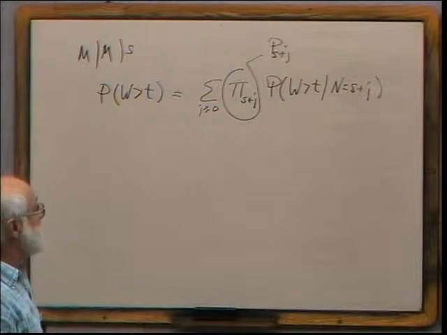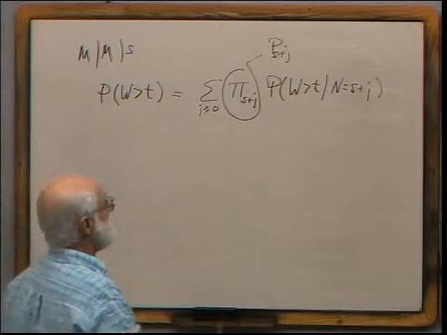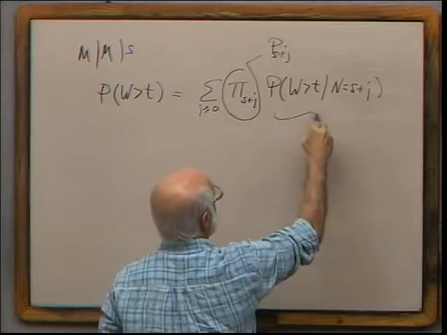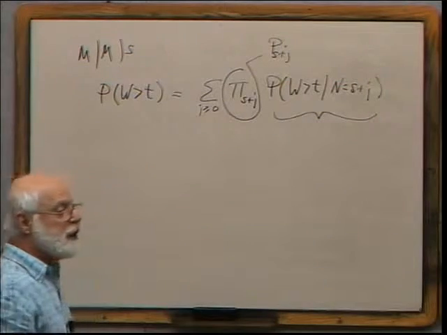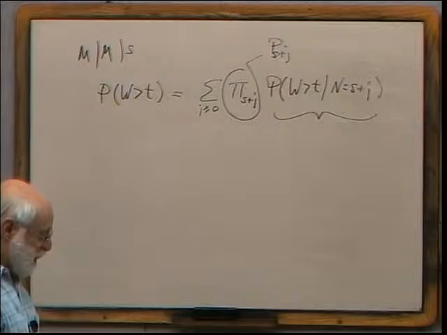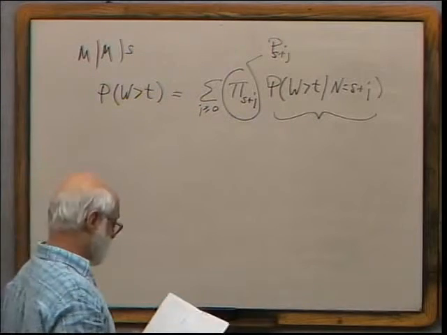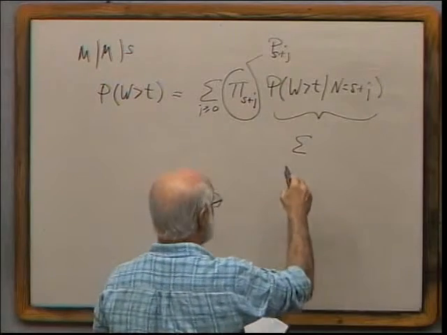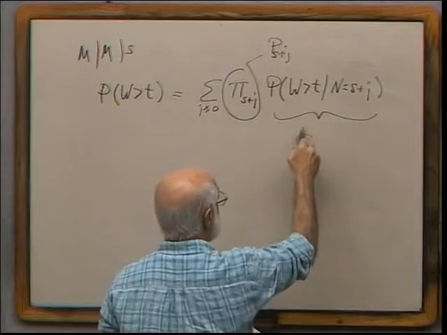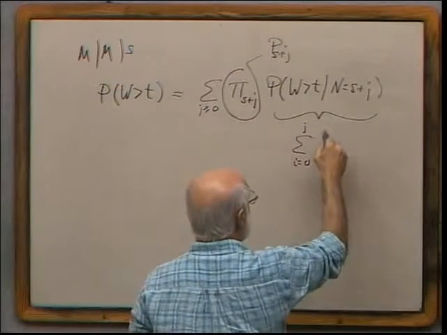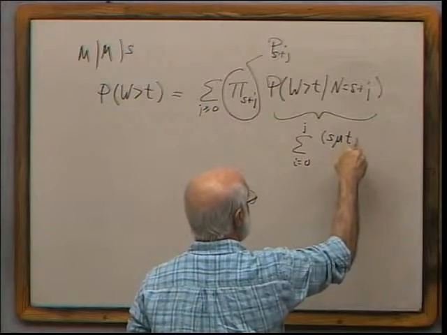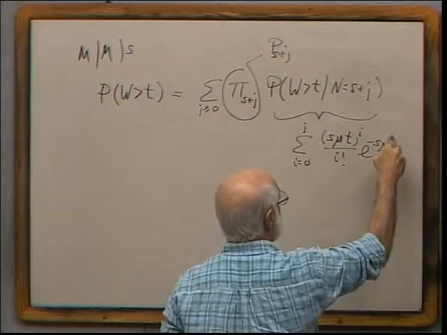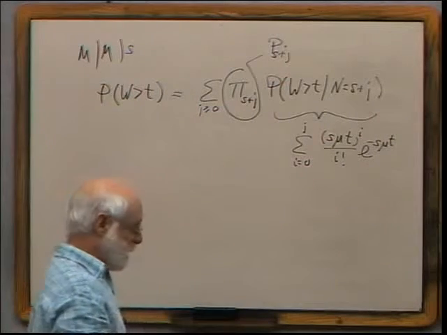And then we have to calculate this conditional probability of waiting longer than t if the number you find in front of you is s plus j. That is, if all s servers are busy and there are j customers waiting in the queue. And this turned out to be given by the following. It's the sum as i runs from 0 to j of (s mu t) to the i over i factorial, times e to the minus s mu t. Now, where this comes from is several things.